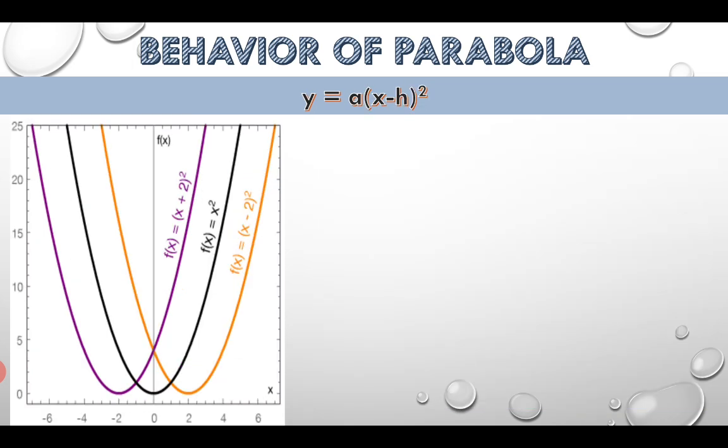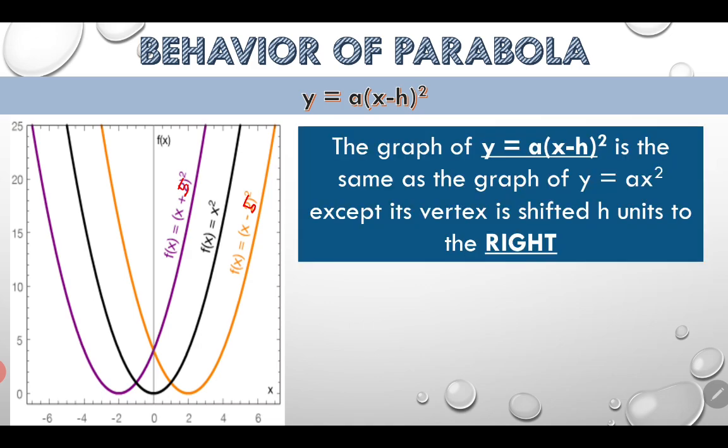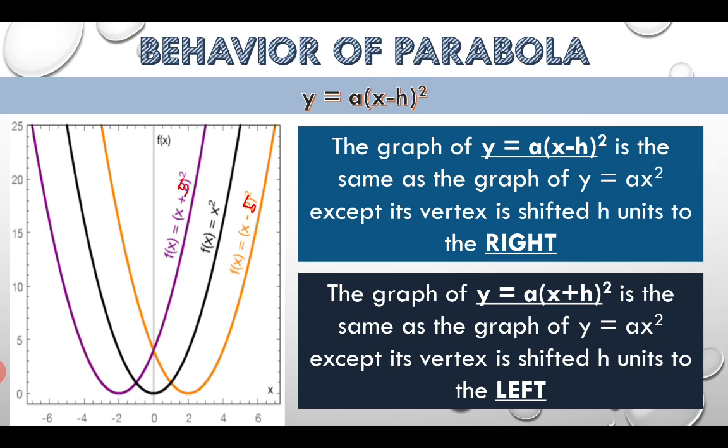So, if the function is y equals a times quantity x minus h squared, so plus 5 also here. Minus 5. So, the positive 5, or positive h, is the number of units going to the left. Again, the graph of y equals a times quantity x plus h squared is the same as the graph of y equals ax squared, except its vertex is shifted h units to the left.